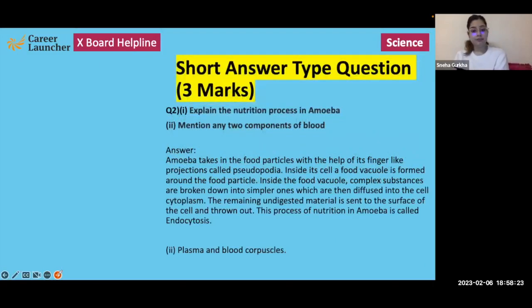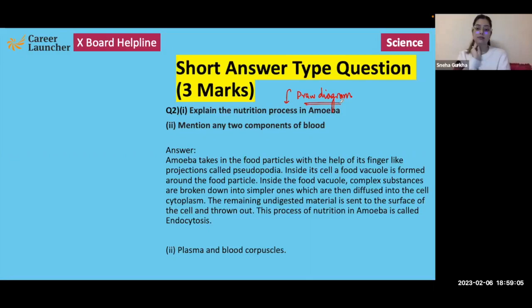Next question is again broken into two parts. So the first part says, explain the nutrition process in amoeba. And the second part says, mention any two components of blood. So if you have time, you can even draw a diagram in this question, if time permits, right? It is not mentioned in the question. If they would have wanted a diagram, they would have properly asked for it, saying explain diagrammatically the nutrition process that takes place in amoeba.